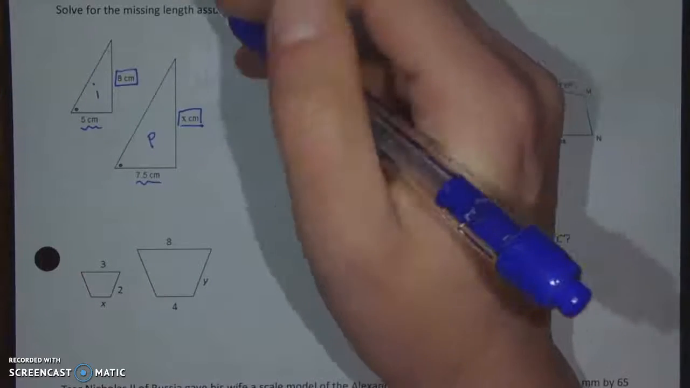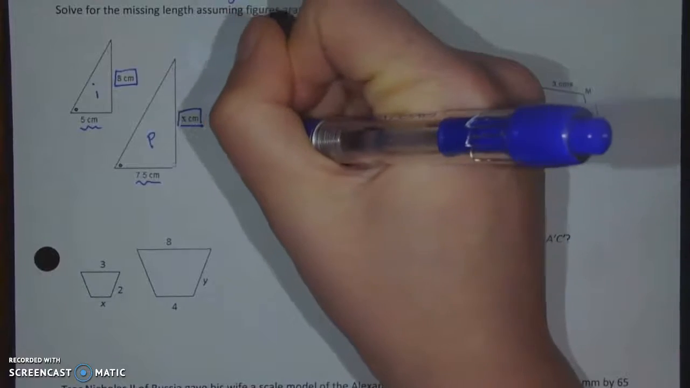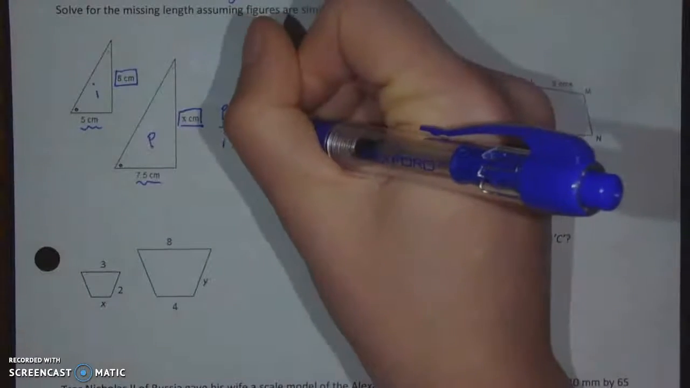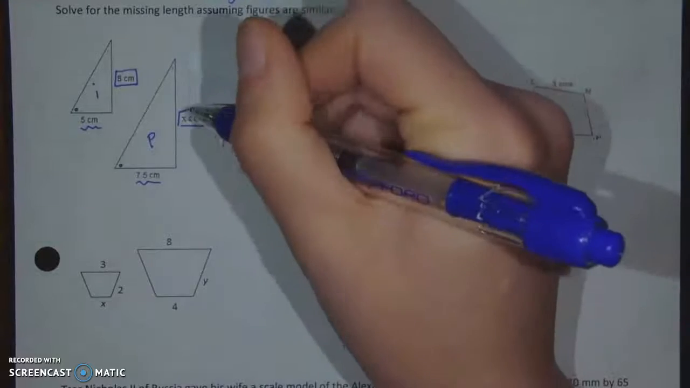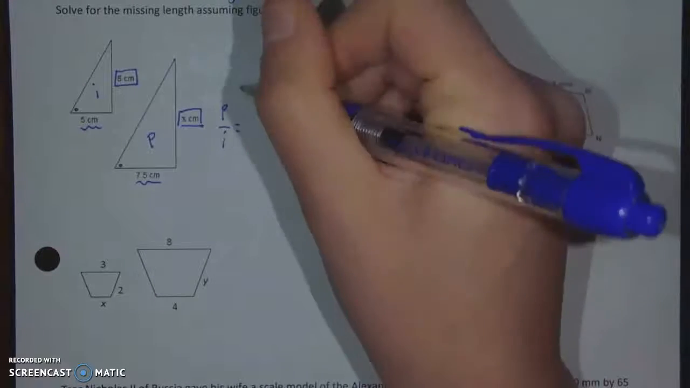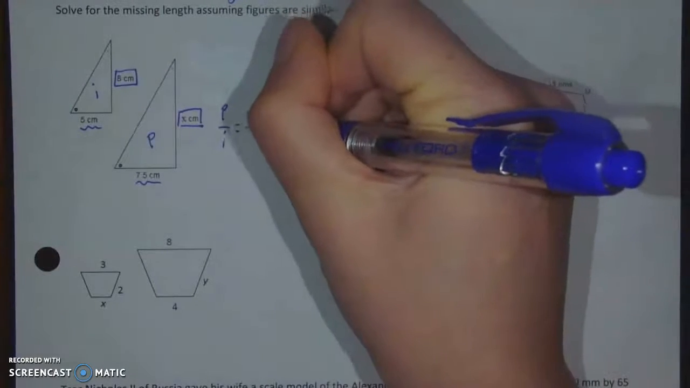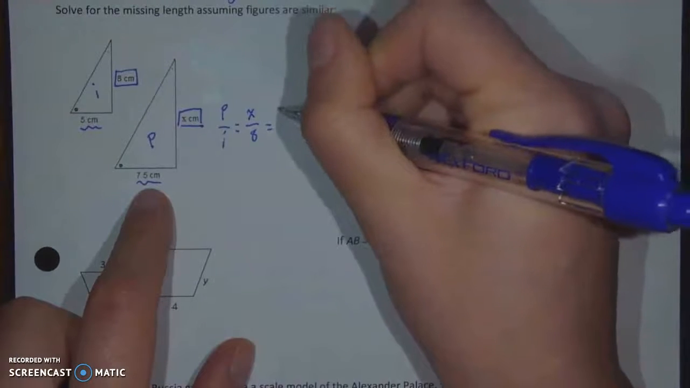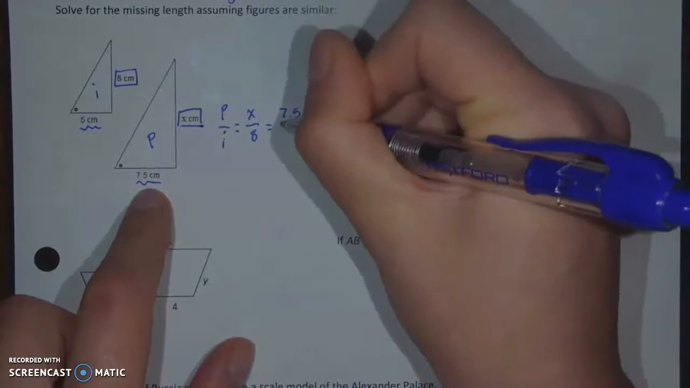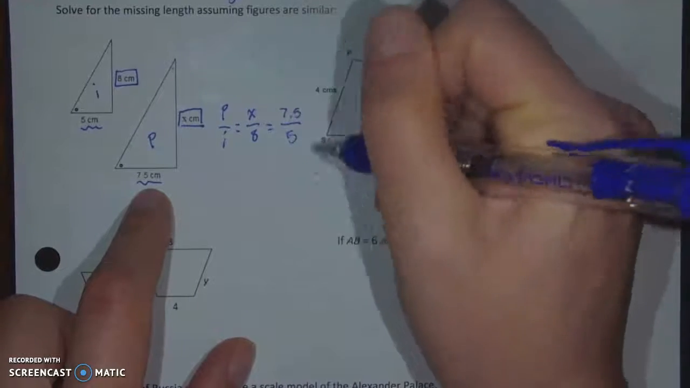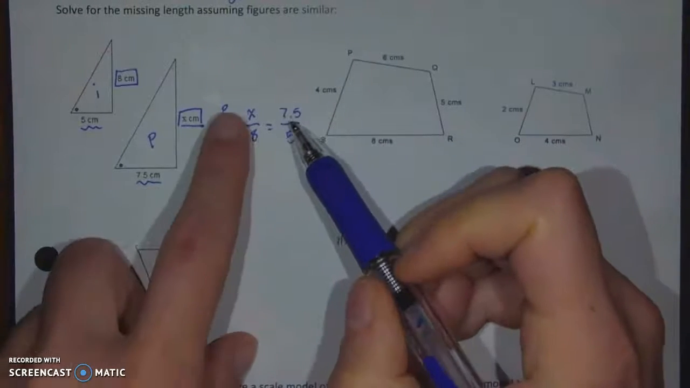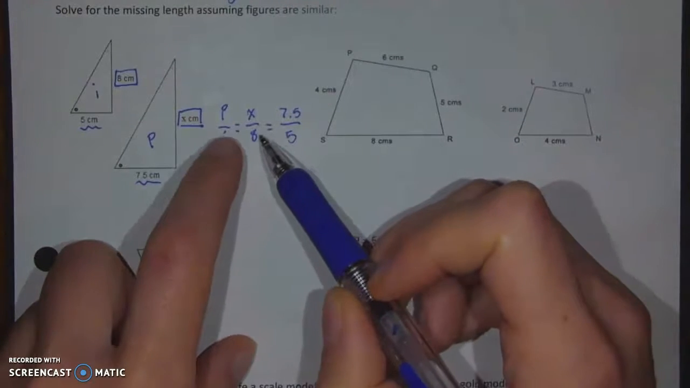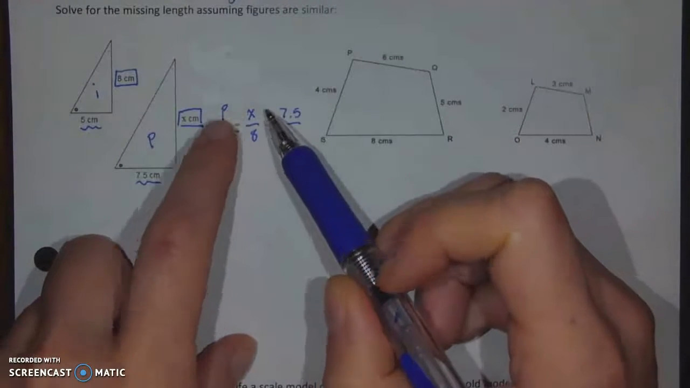And here's what I mean by that. You're saying that there's a relationship between the pre-image and the image. And the relationship here needs to be consistent. So if I say x is proportional to 8, then what I have to say with the second one is 7.5 is proportional to 5 in the same order. So in other words, in order to get from 5 to 7.5, I'd have to do the same thing to get from 8 to x.